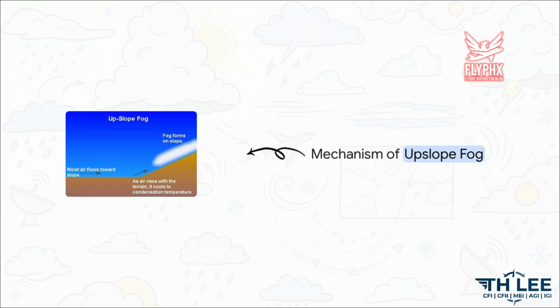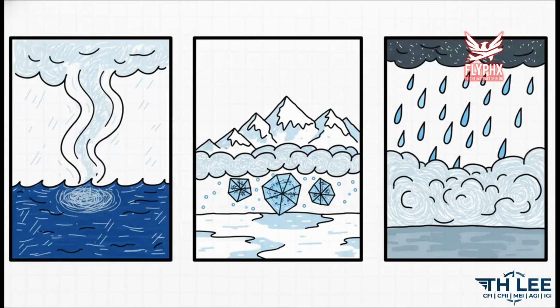The moist, stable air is physically being forced upward by the rising terrain. As that wind pushes the air higher up the mountain, it cools adiabatically until it hits its condensation temperature, which completely obscures the slope in a thick fog. To wrap up our fog discussion, you've got to be vigilant about 3 other very specific, very dangerous variations.